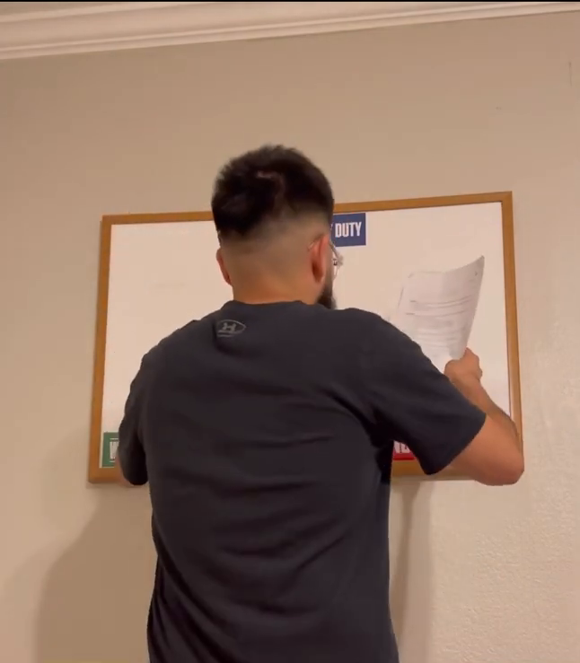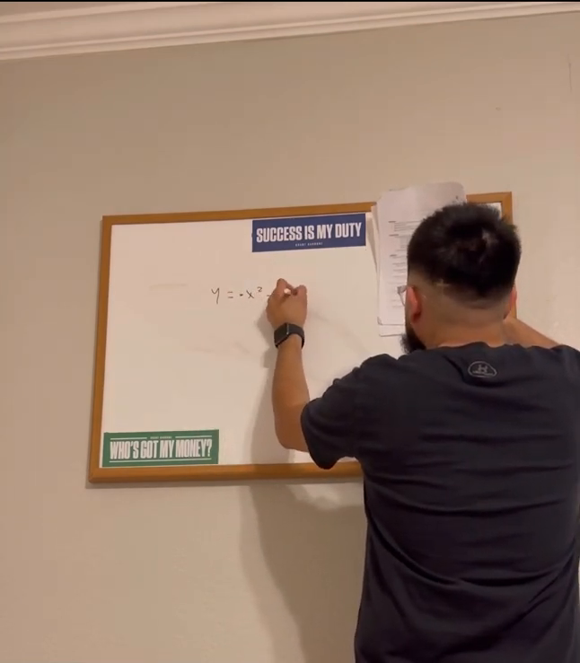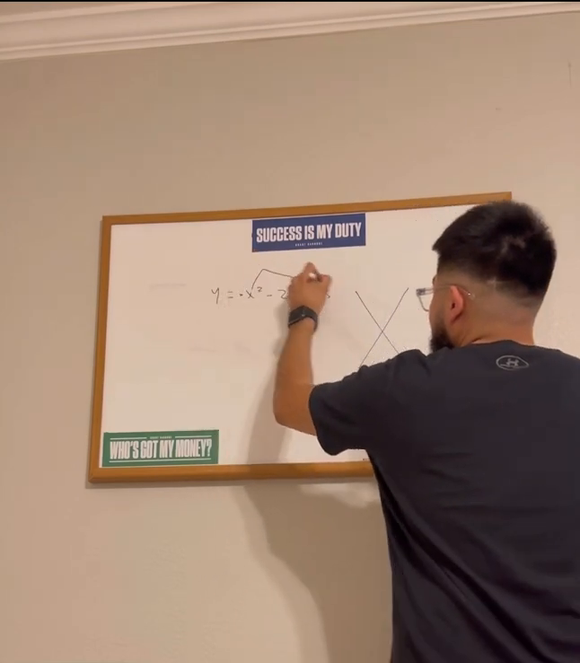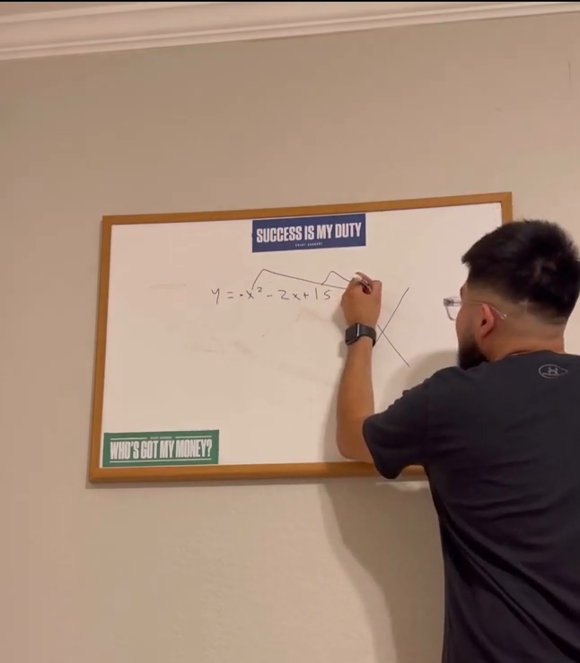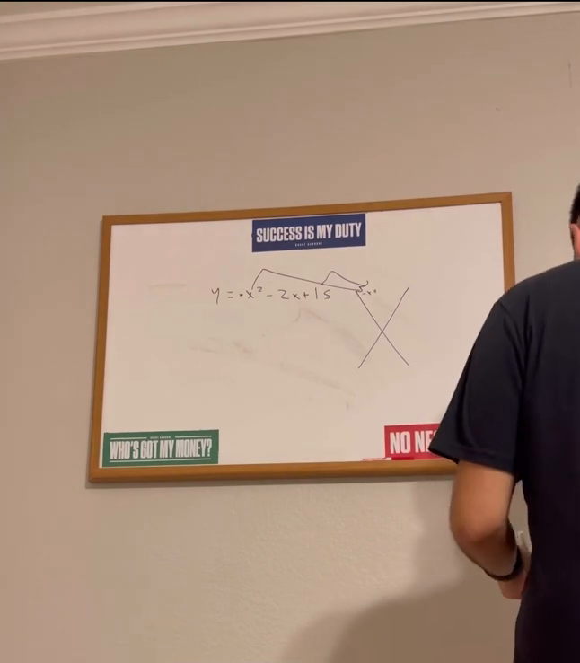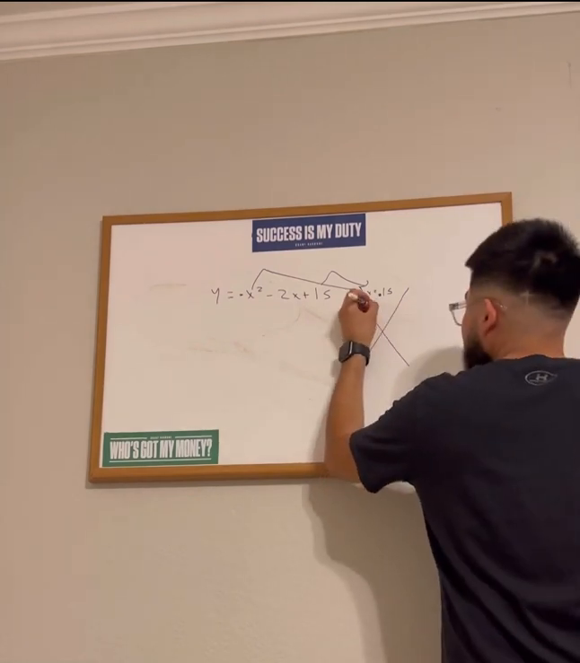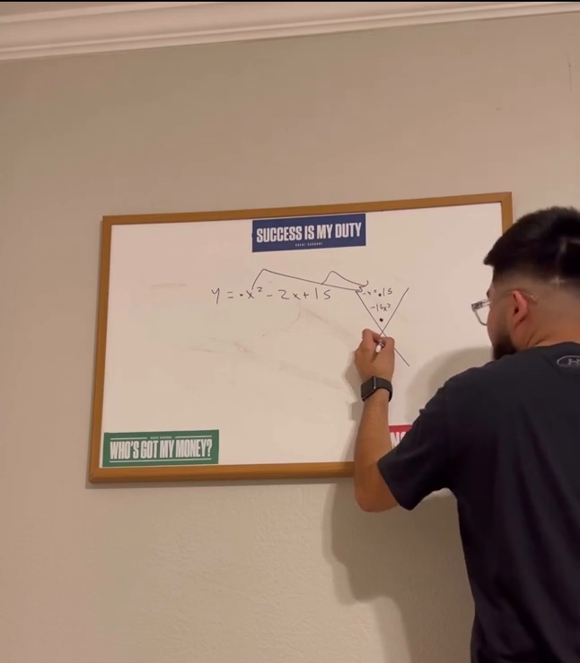Okay, for number 7, factor a trinomial into two linear factors. Okay, it's hard, but it's not impossible. So first, you have to put the problem: minus x squared minus 2x plus 15. Okay, the first thing you have to do is the diamond, and you have to put the first and the last. So it's minus x squared times 15, so it's minus 15x squared, and you just need to multiply and add.